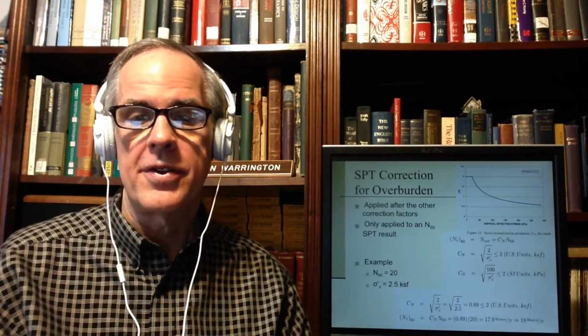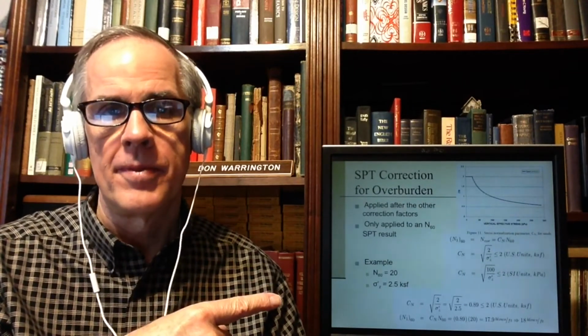All right, let's look at this example. The N60 was 20, and the overburden pressure, the effective stress, was 2.5 KSF. You're going to find there are two sets of formulas given to you. This is one of them. The other one is in your Soils and Foundations manual book. You can use either one for this course. Eventually, if you get into this, you'll find which correlation is the better of the two.